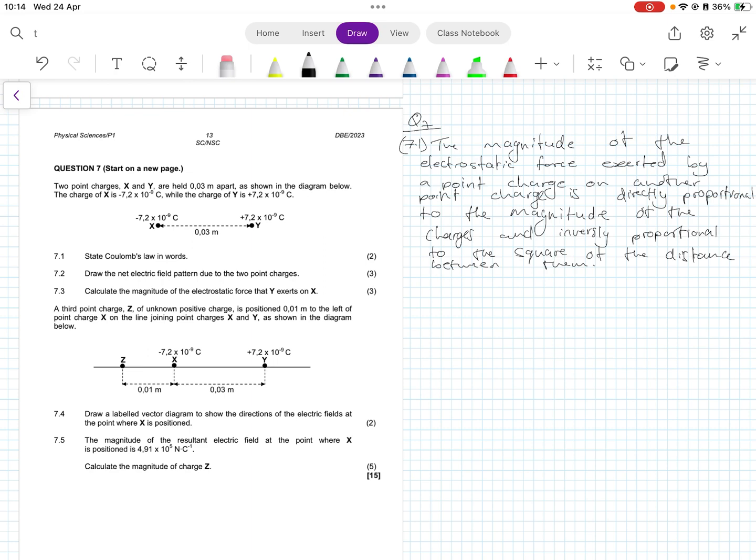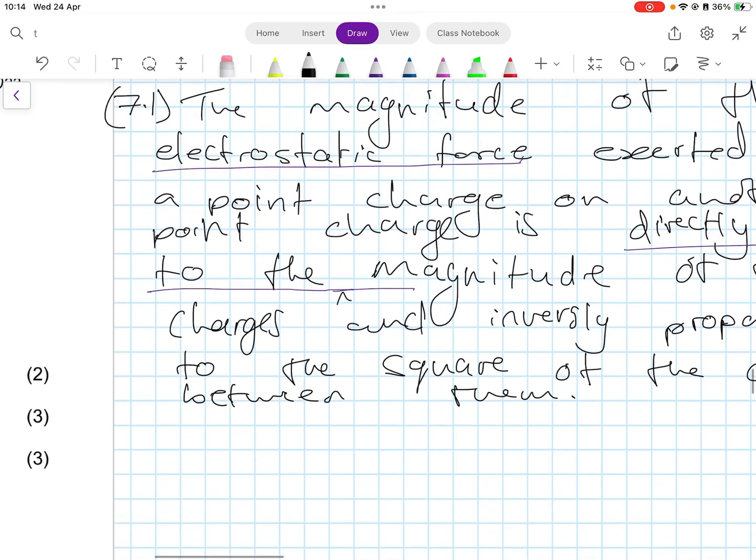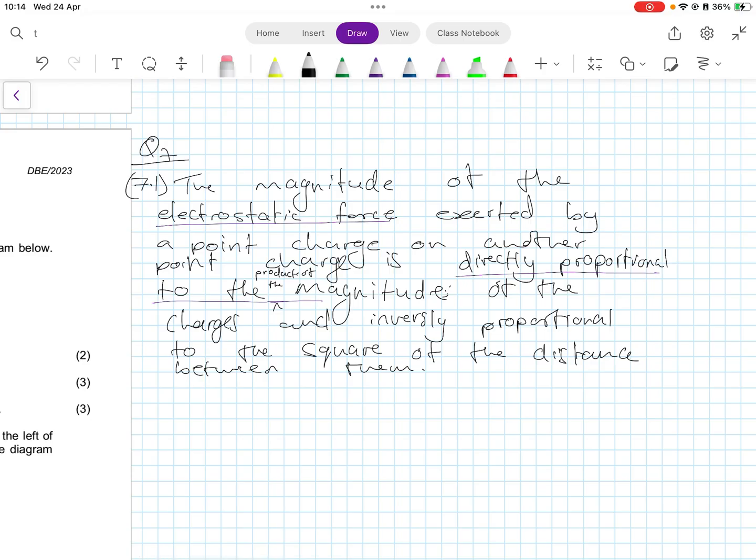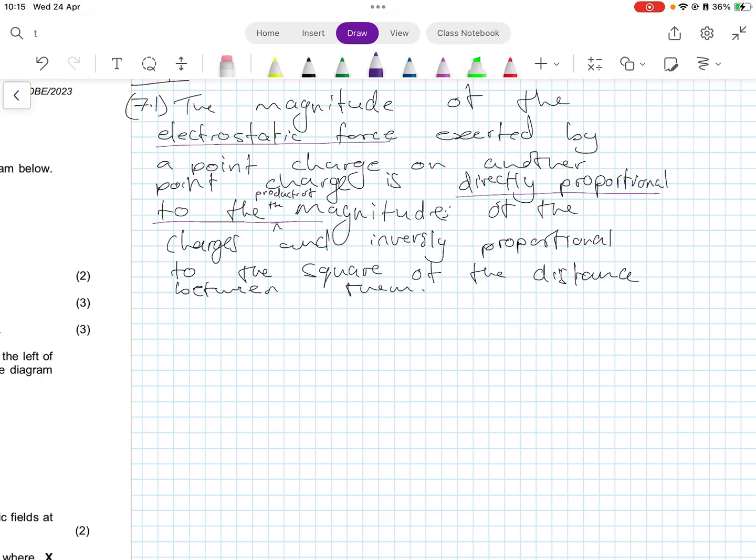between them, with your keywords then being electrostatic force and directly proportional to the product of the magnitudes of the charges, and finally inversely proportional to the square of the distance between them. Those are your keywords.